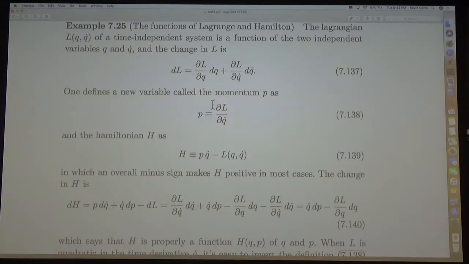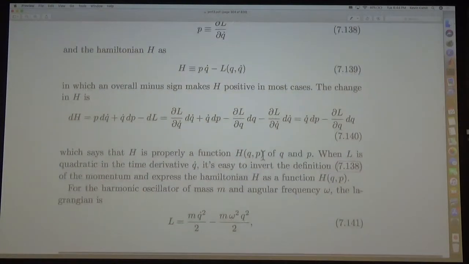We can then define the new variable p as partial L partial q dot, and the Hamiltonian as p q dot minus L of q and q dot. So then dH is p dq dot plus q dot dp minus dL, and dL is this, that. Now what we see is that this term cancels that term, and so dH is q dot dp minus partial L partial q dq. That suggests that the Hamiltonian is defined as a function of position and momentum. But to really make it so, we have to properly solve for q dot in terms of q and p.